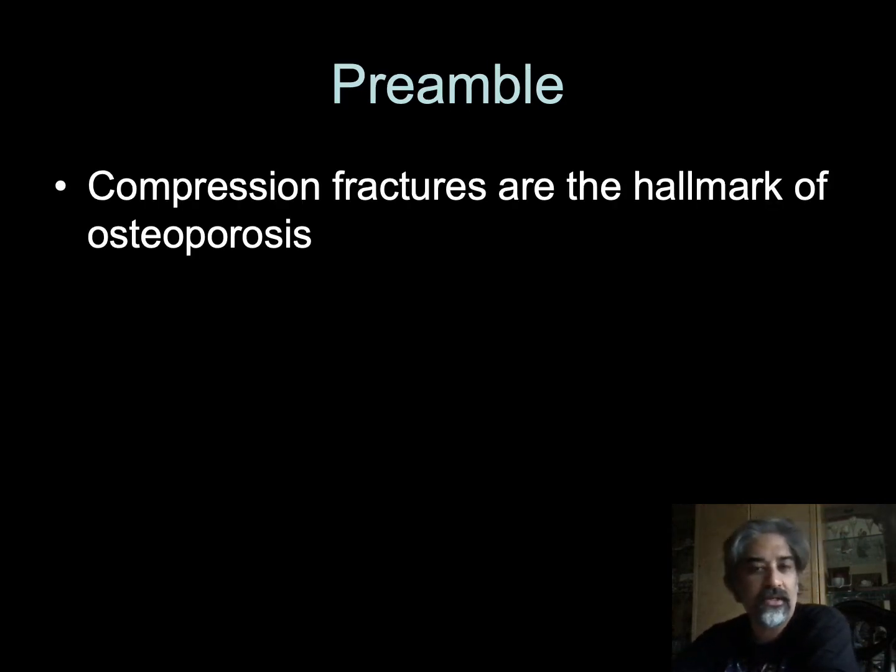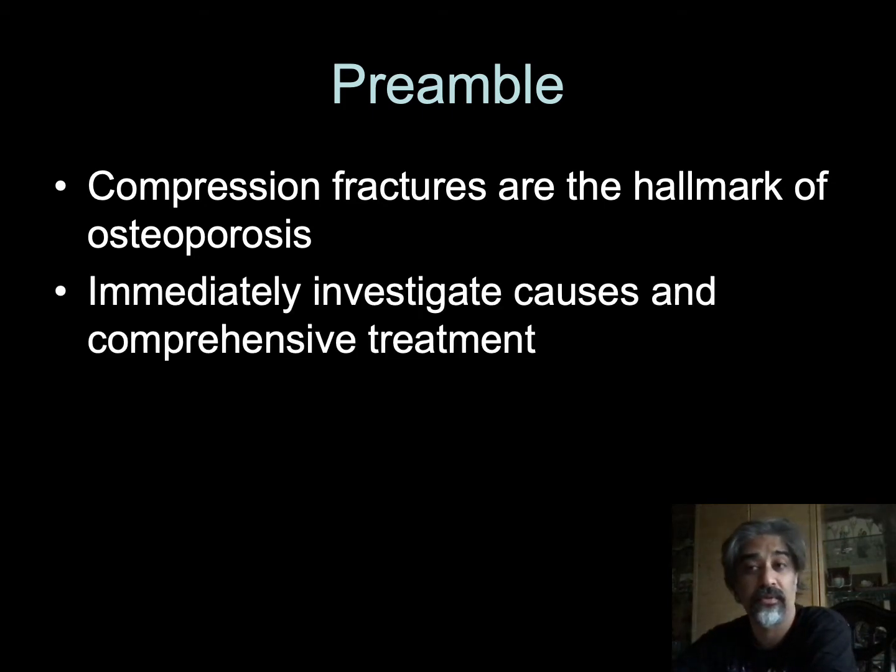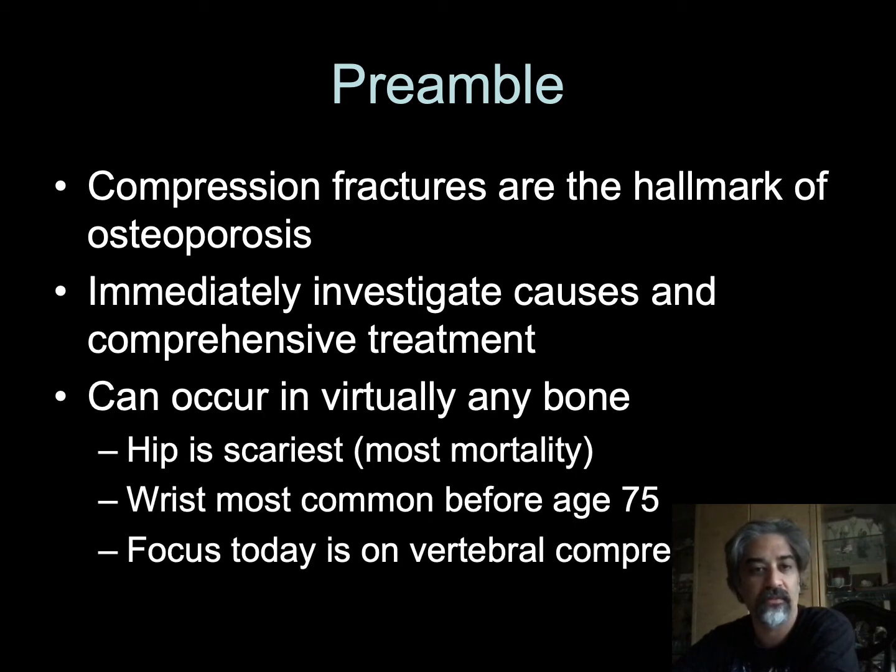Unless there's a trauma involved, compression fractures are the hallmark of probably underlying osteoporosis. So it's important that if you do see a compression fracture, you want to look for causes and then offer them comprehensive treatment. Even though we're going to be focusing on the vertebral compression fractures, osteoporotic fractures can occur pretty much anywhere. The hip, I think, is the scariest because that's associated with a higher mortality. You will see wrist, and today's focus again is going to be on the vertebral compression fractures.